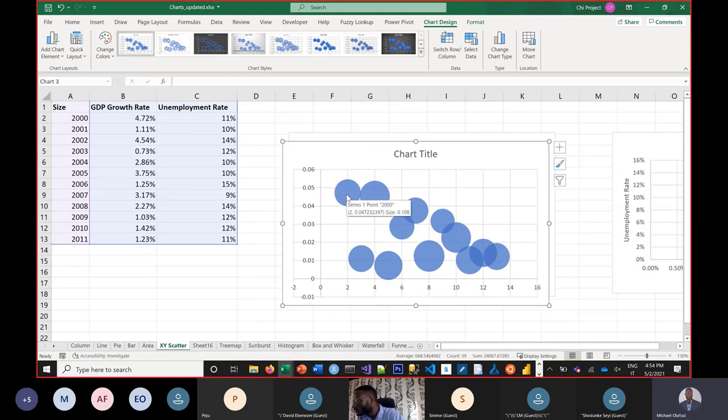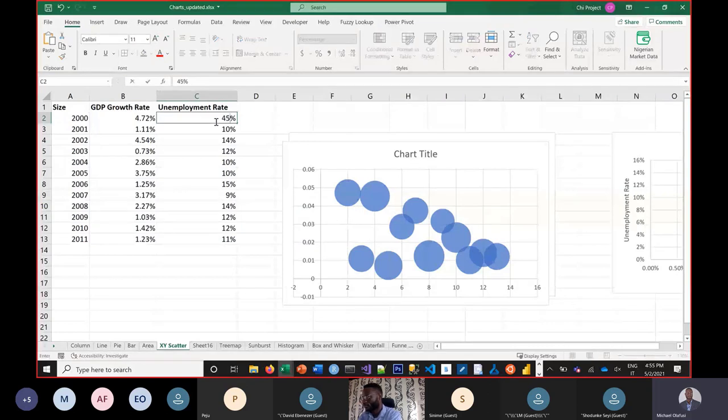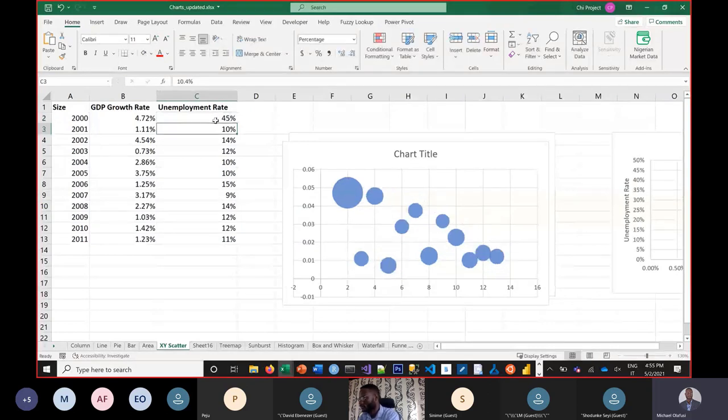Let me see what's been plotted here. So let me just change something here. So are you noticing something?